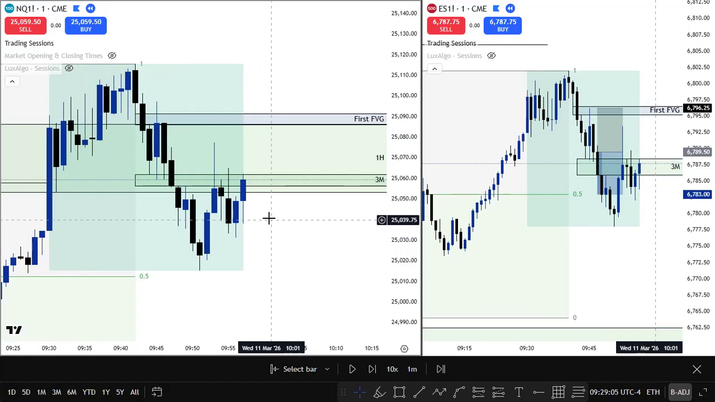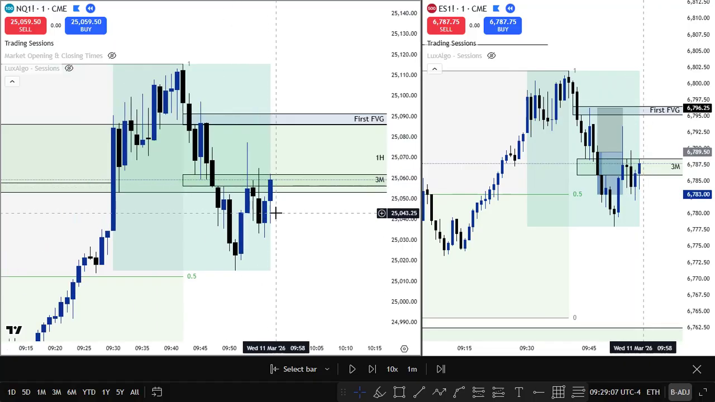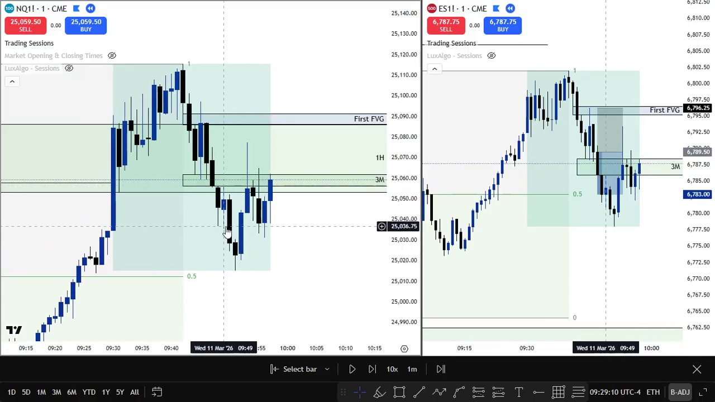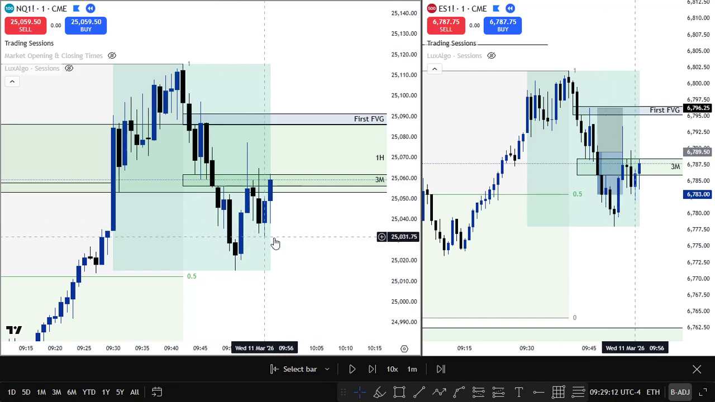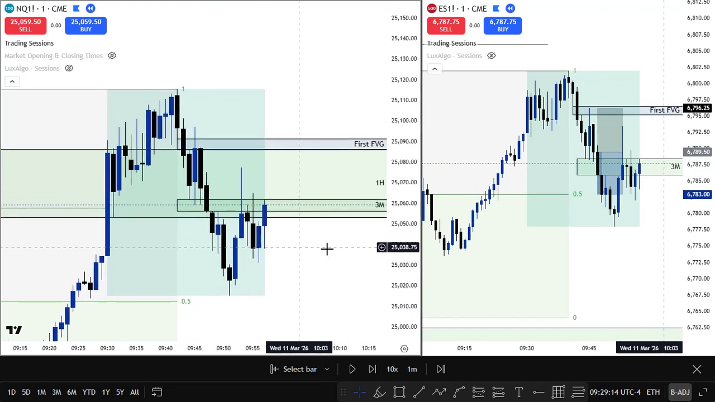The question is, would I enter here? At this point, I understand that it means the fair value gap inversion is respected. So technically, I am in the range.